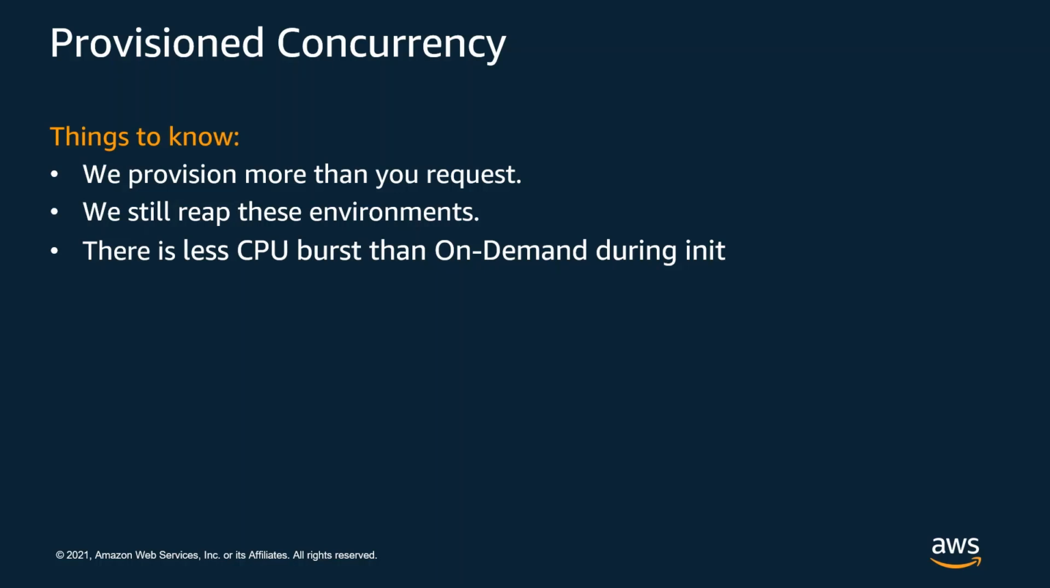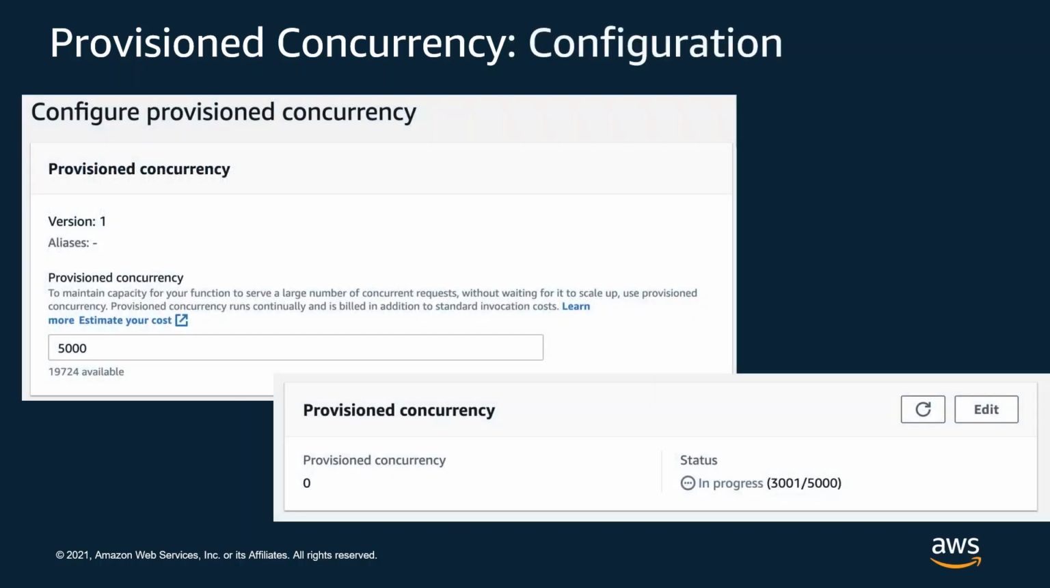For on-demand Lambda, init code receives a CPU burst that is typically higher than when the function handler is run. Now, this is not the same in provisioned concurrency. We give less CPU burst to provisioned concurrency than on-demand during init, and so code may take longer to run.